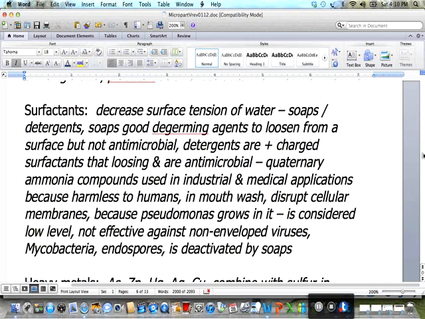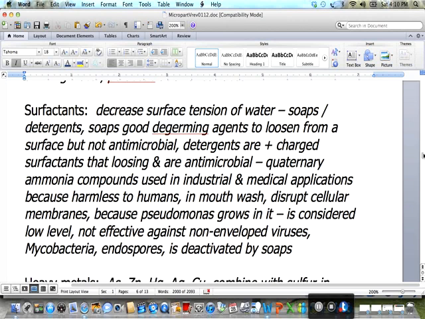Surfactants decrease the surface tension of water and include soaps and detergents. Soaps are good degerming agents to loosen substances from the surface, but are not antimicrobial. Detergents have positively charged surfactants that are used to loosen substances and are antimicrobial.